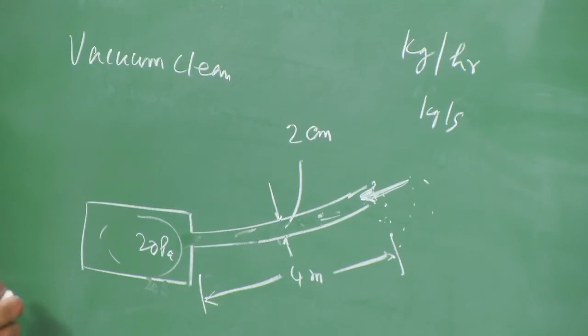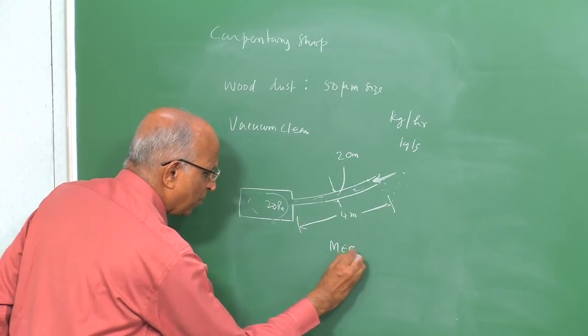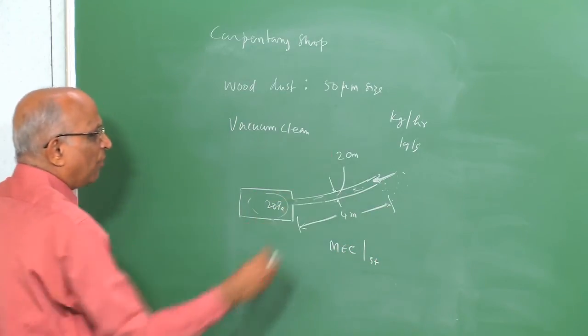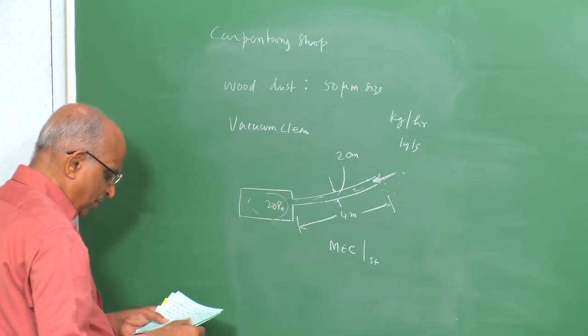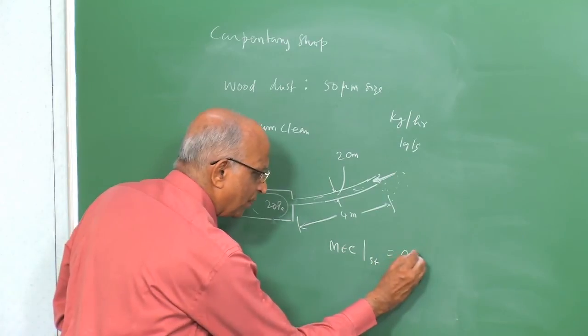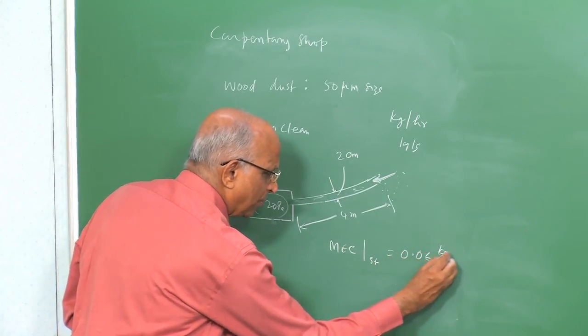Therefore, to be able to do that, I need the data, and the data is the minimum explosive concentration of the dust involving wood of 50 micron size, which is equal to 0.06 kilogram per meter cube.